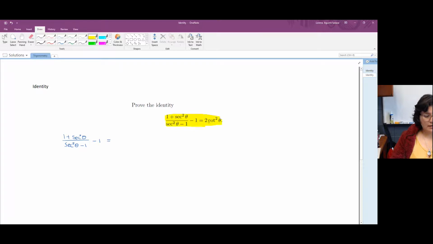Let's prove this identity. To prove an identity, we want to start with the most complicated side of the equation, and then use algebra and trigonometry to get to the simplest side of the equation, in this case, 2 cotangent squared of theta. So we start with (1 plus secant squared of theta) over (secant squared minus 1), and then take away 1. We need to use some tools to eventually get to 2 cotangent squared of theta.